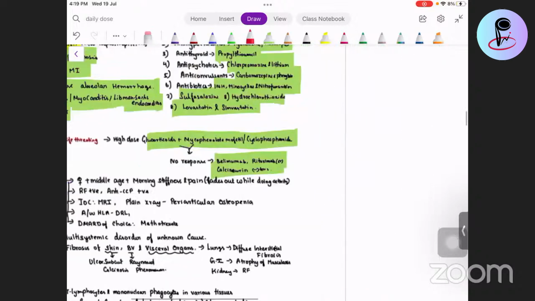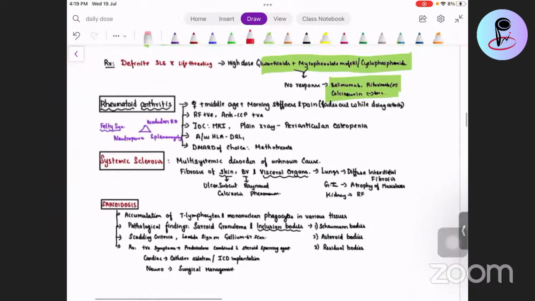Then you have rheumatoid arthritis. Female, middle age, morning stiffness and pain are classical symptoms of rheumatoid arthritis. Apart from that, nodular rheumatoid arthritis, splenomegaly, and neutropenia, that is Felty syndrome. Rheumatoid factor positive and anti-CCP positive are positive factors for rheumatoid arthritis.